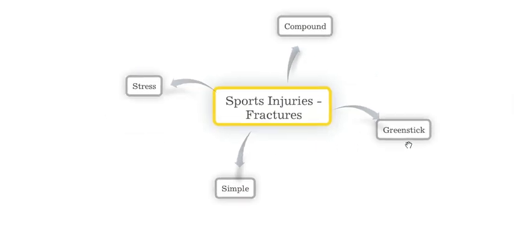Just to recap then, you've got four types of fractures that you need to know: the compound, the green stick, the simple and the stress. You need to say what they are, you need to be able to give an example if you're asked. Hopefully this has been useful for you.